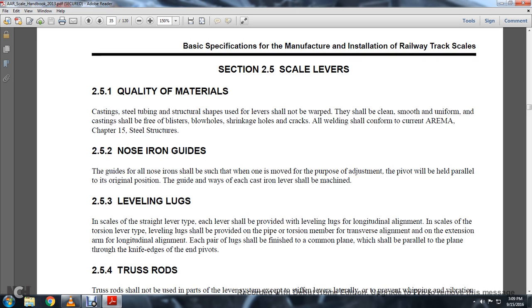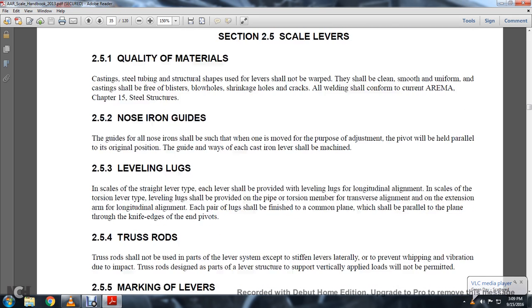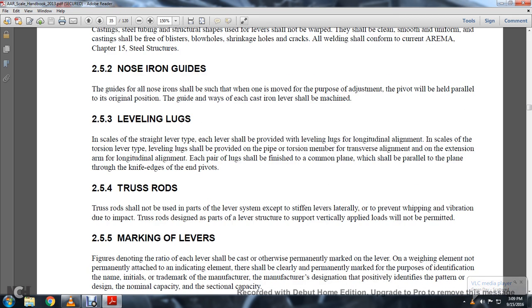2.5.3 The leveling lugs. The scale of straight level of each of the levers shall be provided with the leveling lugs. The longitudinal alignment is the scale's torsion level. A lever type of leveling lug should be provided with the pipe of the torsion member of the transverse line with the extension of arm longitudinal alignment. Each pair of the lugs shall be furnished with a common plate parallel to the plane through the knife edge of the end of the pivots.